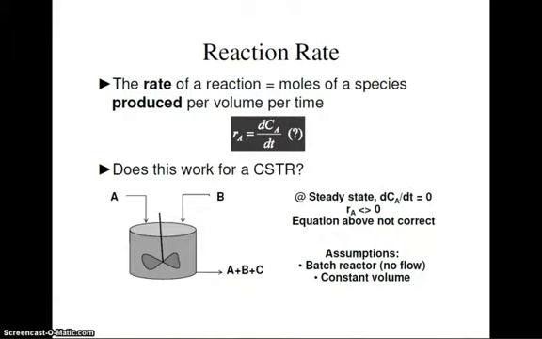And while it should be clear from some of our discussion of batch reactors, this is sometimes written as the rate of a reaction being the rate of change of the concentration of a species with time. But this may not be the right way to write the rate of a reaction all the time. And one of the most obvious ways to see whether this is correct is to think about what happens in a CSTR. So we're going to start talking about different types of reactors.